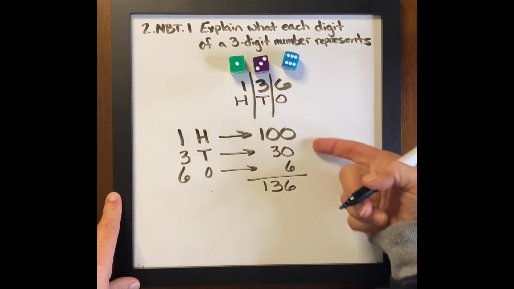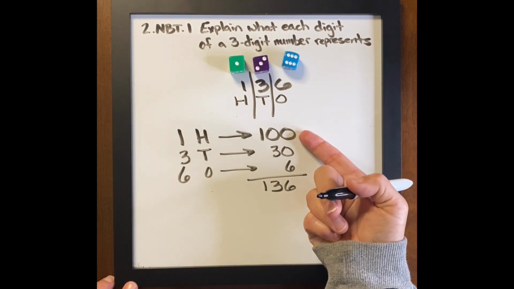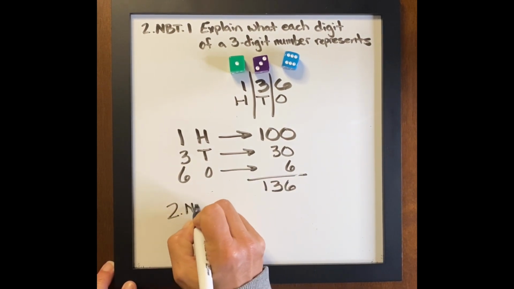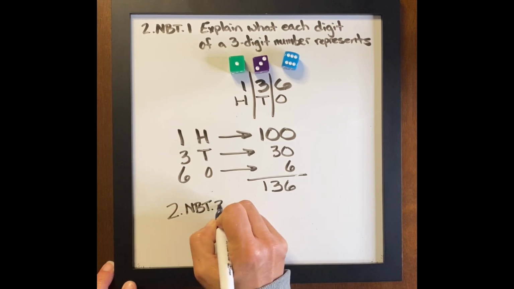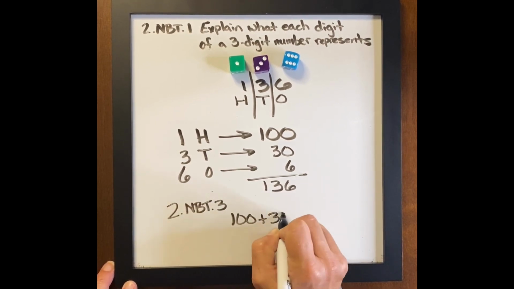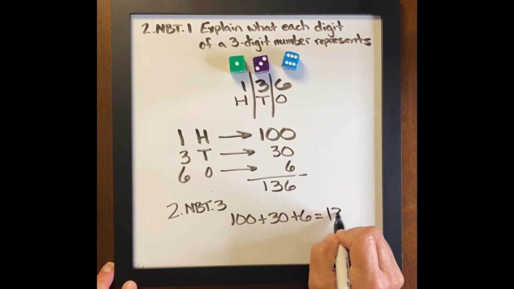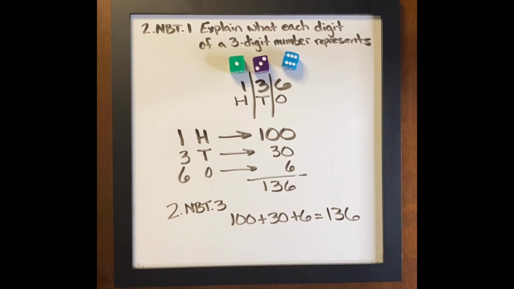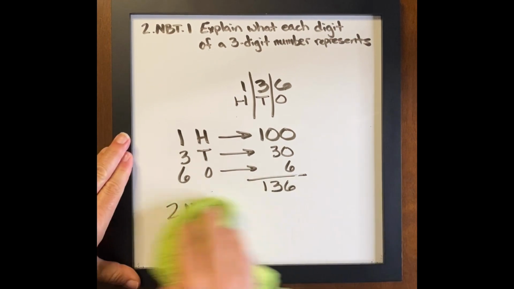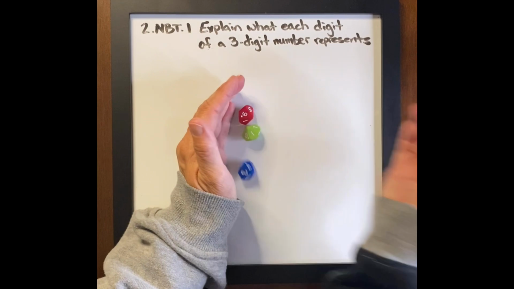Now, I'm setting it up this way for a couple reasons. Number 1, we see the value. Number 2, this is going to feed into second grade standard of NBT 3 on expanded form. 100 plus 30 plus 6 equals 136. Okay? So this can be taken to another level, so to speak, with higher numbers using 6-sided dice.